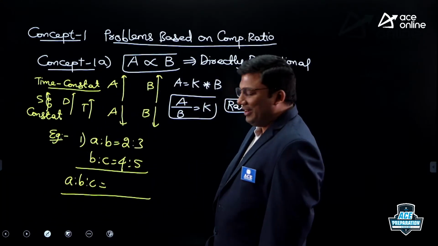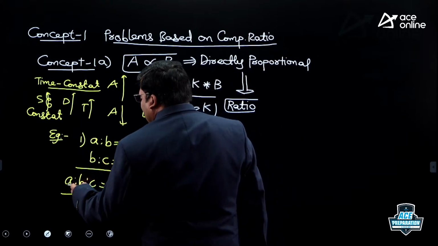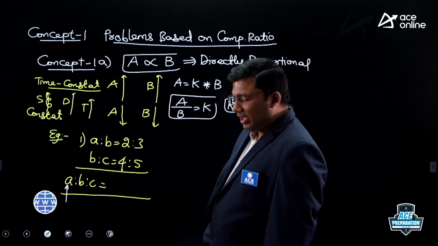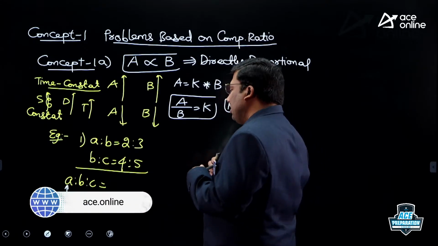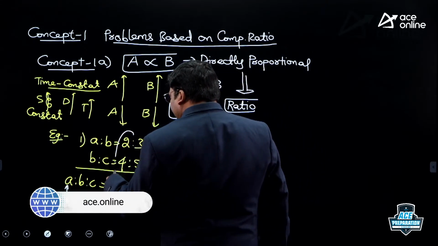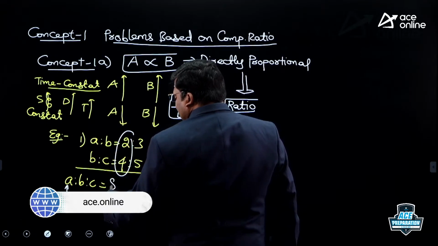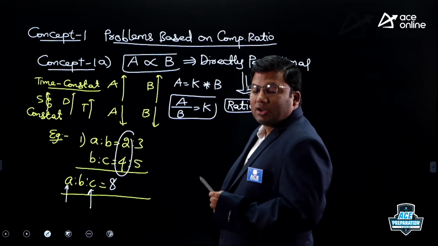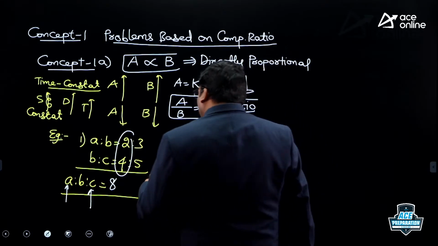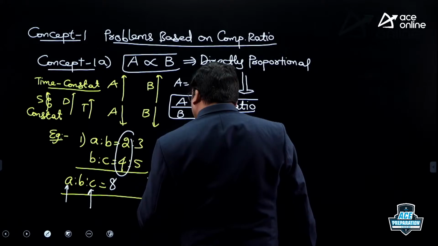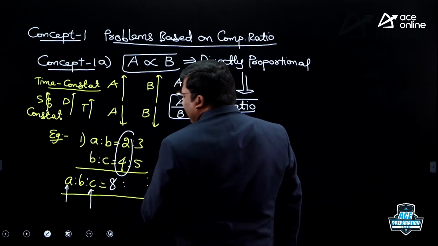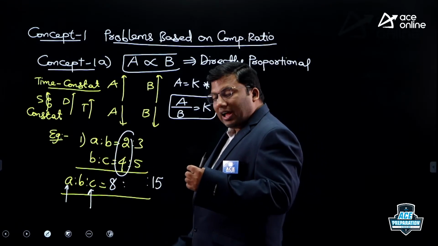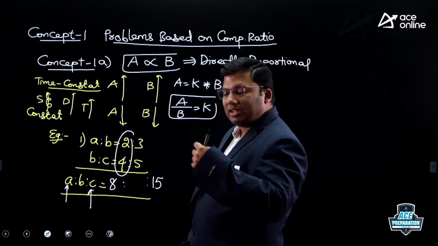Now listen carefully, sir. In A is to B is to C, what is the first variable? A. To get the first variable, multiply all the first values. 2 4s are 8. What is the last variable? The last variable is C. To get the last variable, multiply all the last values. 3 5s are 15.